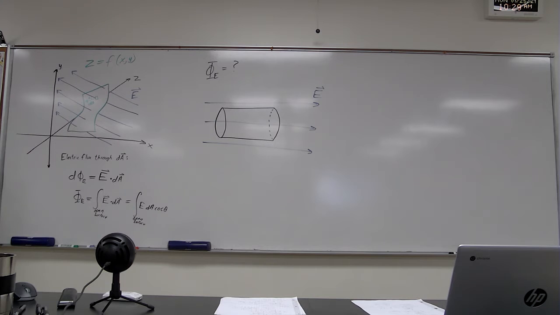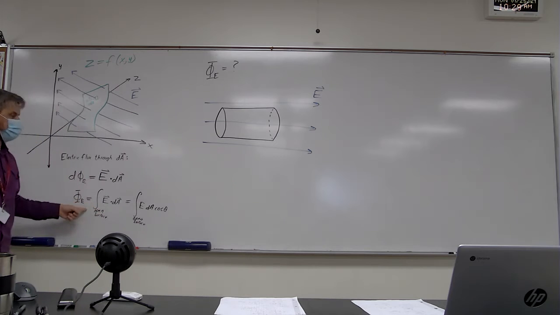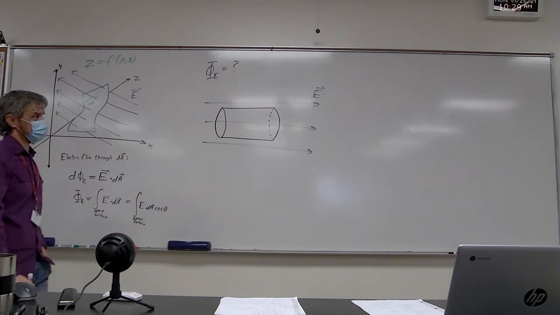Isn't it zero because it goes in and then out? Yes, but we're going to prove it. That is true. Yeah, the flux is going to be zero. But let's use this formula, the formula for electric flux, to actually calculate it.